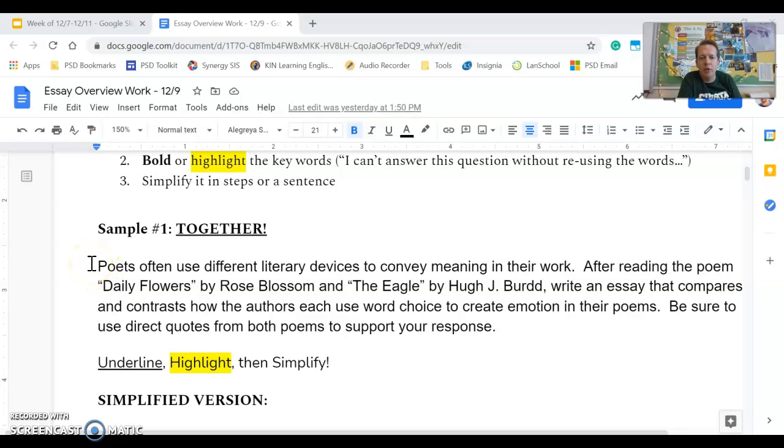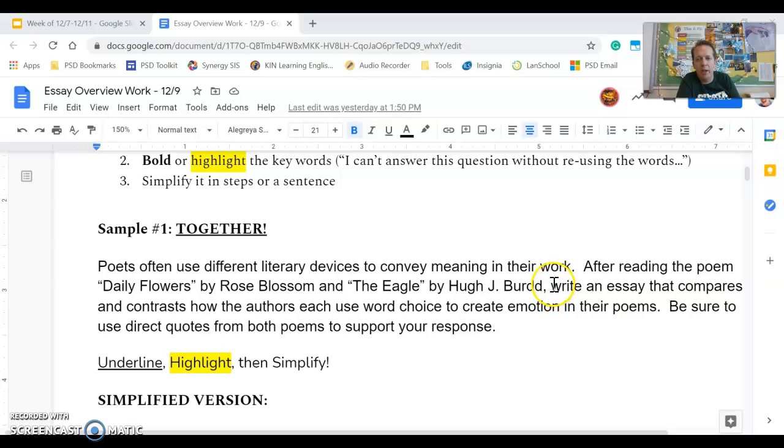It says, poets often use different literary devices to convey meaning in their work. After reading the poem Daily Flowers by Rose Blossom and The Eagle by Hugh Bird, write an essay that compares and contrasts how the authors each use word choice to create emotion in their poems. Be sure to use direct quotes from both poems to support your response. So the first thing that I would want to do is look for the "hey, you do this" part. Somewhere in there, you can see it's like 4 lines long.